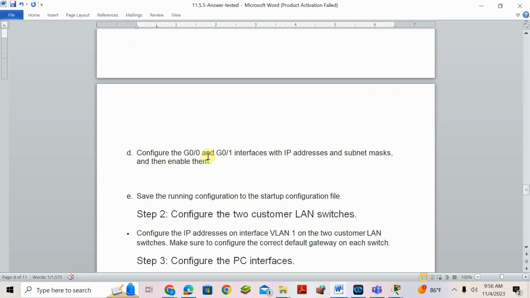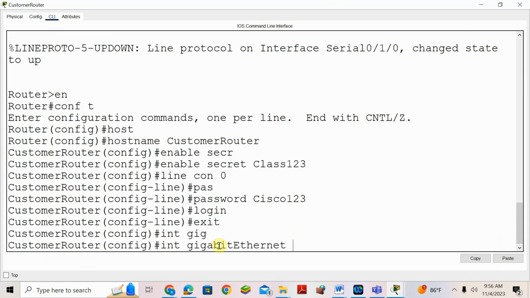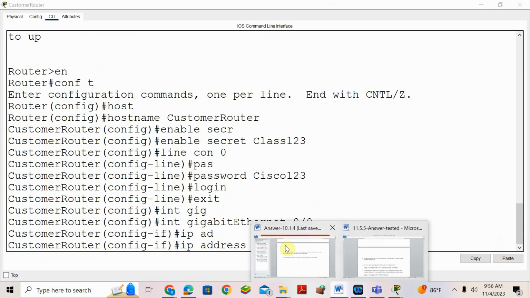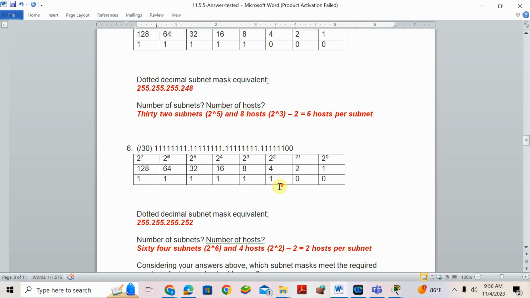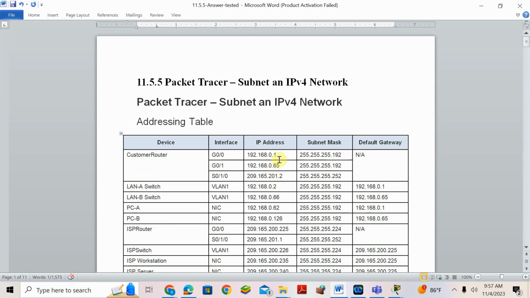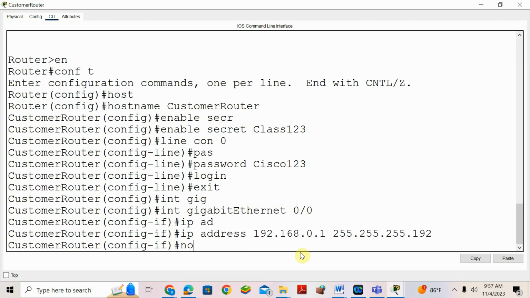G0/0 interface and G0/1 interface with IP address and subnet mask, we can enable them. Okay, G0/0. So let me go to the interface GigabitEthernet 0/0 IP address. I remember the IP address of 0/0 is 192.168.0.1. Subnet mask is 255.255.255.192, and next is 65 with 192 for 0/1. So here I will type 192.168.0.1 255.255.255.192, no shutdown to enable it.